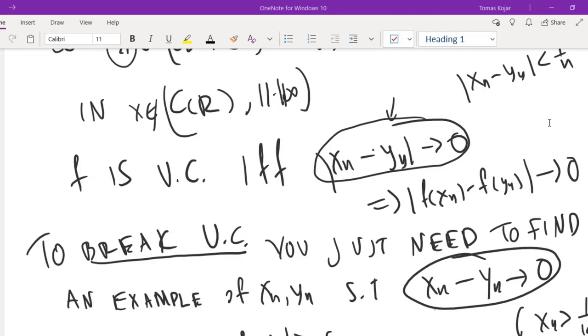Oh, I see. You're right. So I have to move this example later to below. Thank you. Yes, that's a very good point. I will.